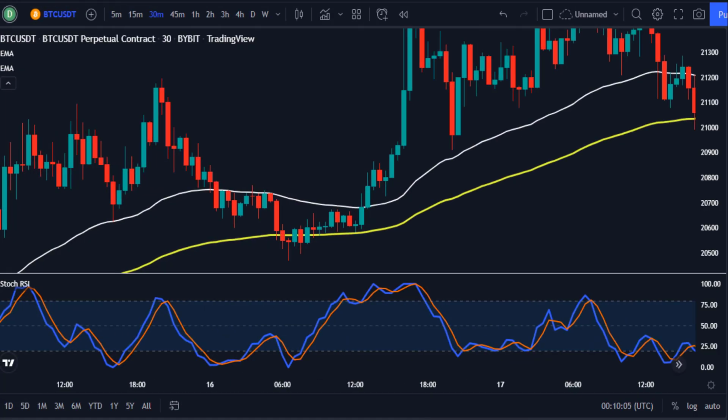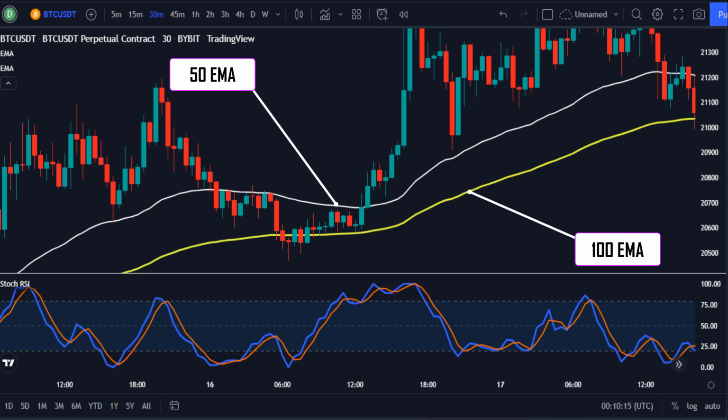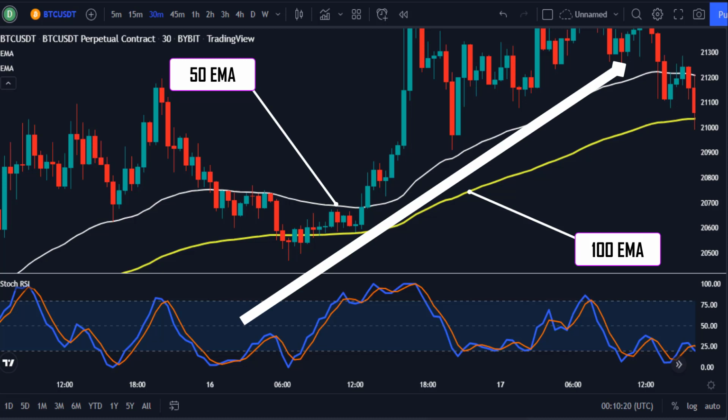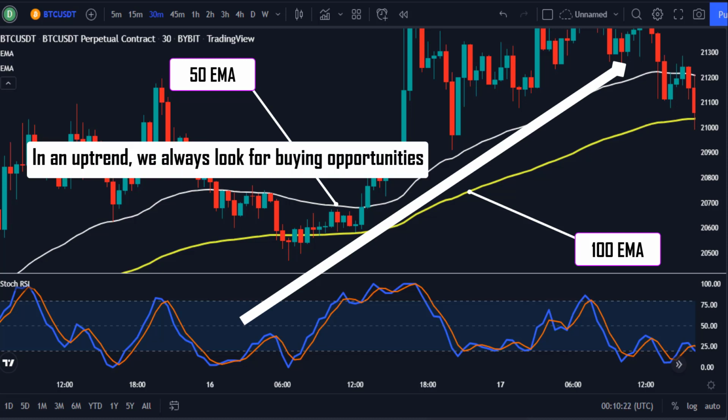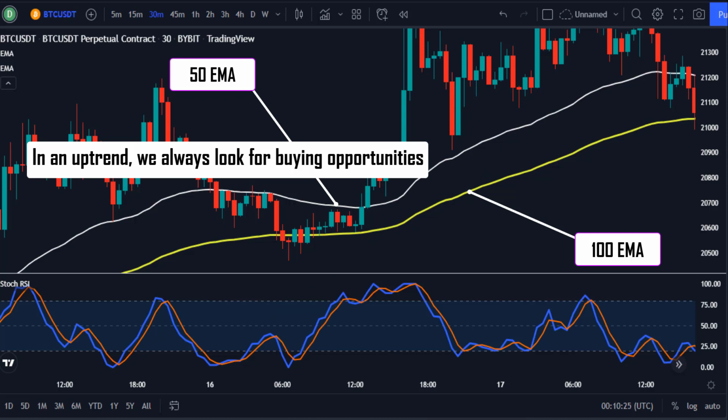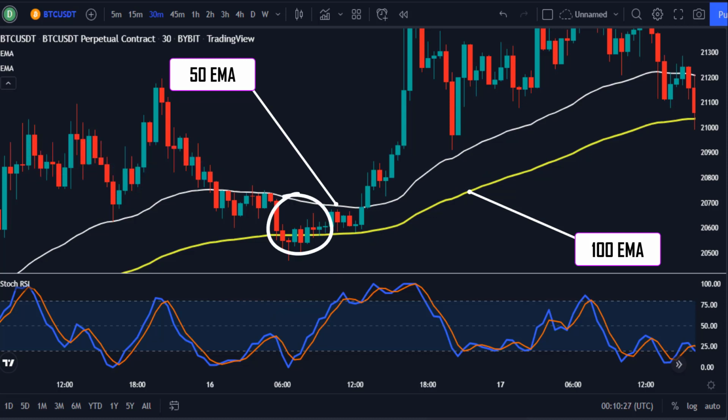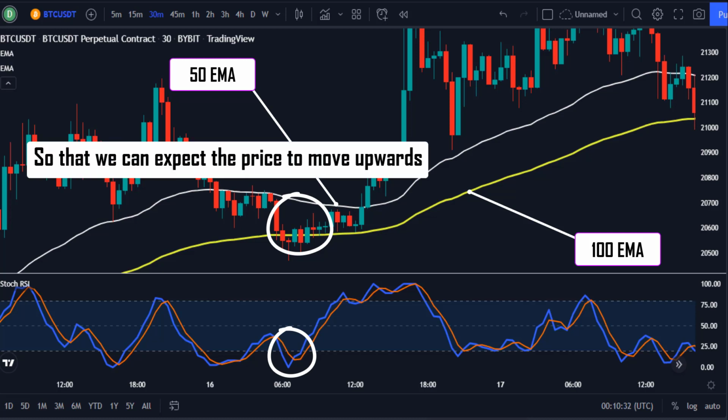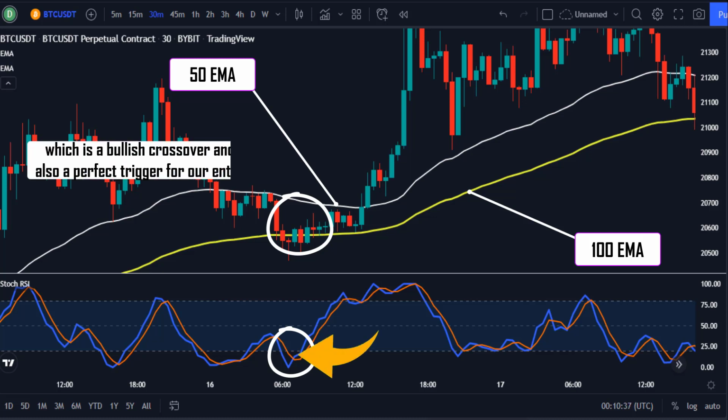Here is another example. On this chart, we can see that the price is trading above the 50 and 100 EMA. The 50 EMA is also above the 100 EMA. Both of the moving averages are also sloped upwards, giving you a clear uptrend. In an uptrend, we always look for buying opportunities, and to buy, we will wait for the price to pull back to the area between the moving averages and the stochastic to be oversold, so that we can expect the price to move upwards. You can also see that the blue line crosses above the orange line, which is a bullish crossover and also a perfect trigger for our entry.